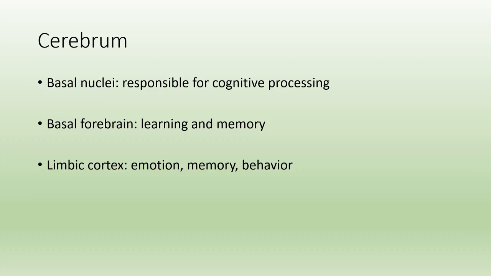Within the cerebrum, we have, deep within it, areas that are known as the basal nuclei, the basal forebrain, and the limbic cortex. Each of these has specific functions. In general, the basal nuclei is responsible for a lot of the cognitive processing of information. The basal forebrain is involved with learning and memory. The limbic cortex involves a lot of memory as well, behavior aspects, and emotions.